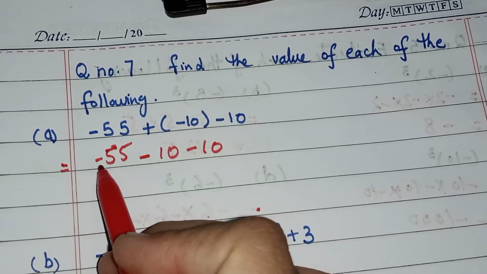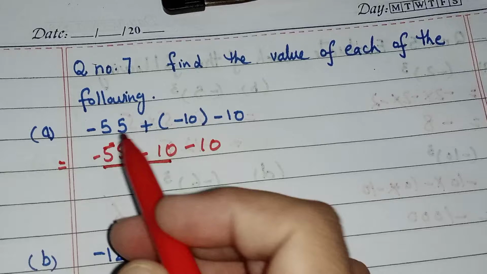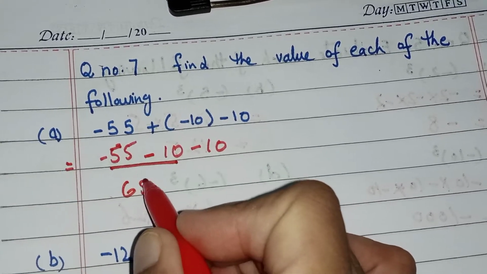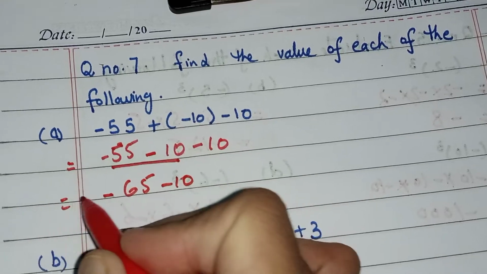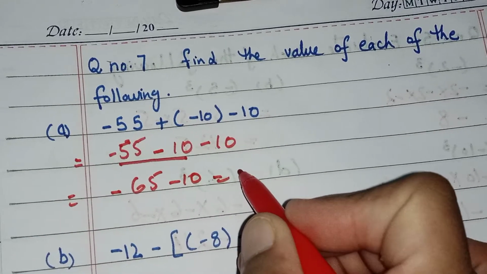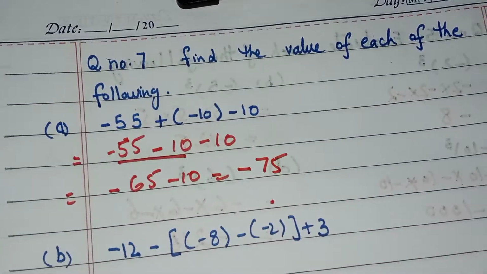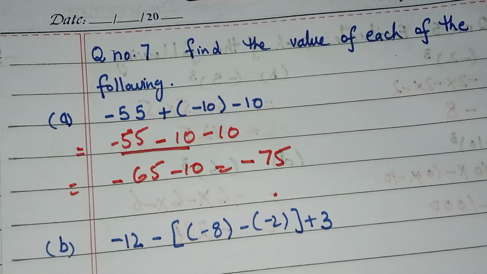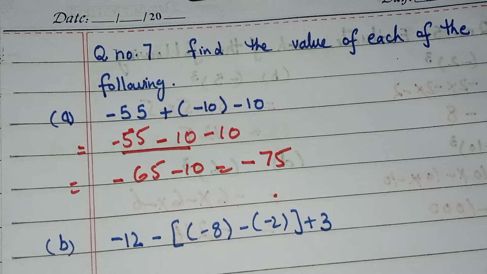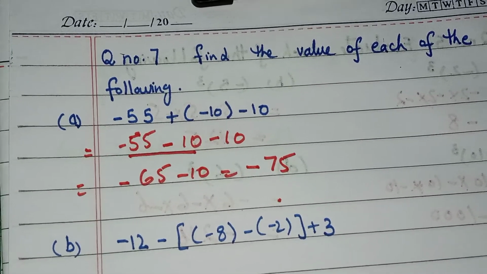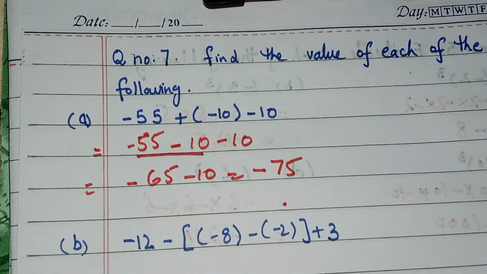First I add these two numbers and receive 65, which is minus, and minus 10. Then I again add these and receive minus 75. Because minus minus, the operation is addition, but the sign is of the big number, minus.